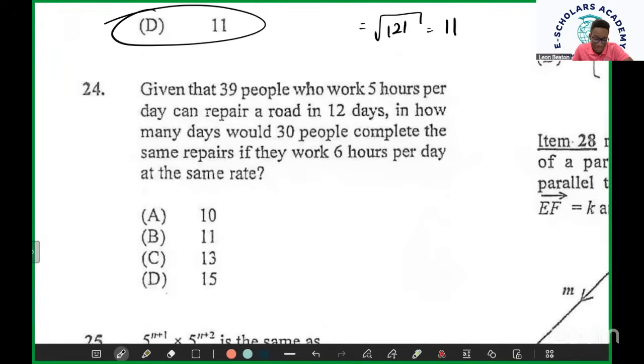Let me emphasize that. Given that 9 people working 5 hours per day can repair a road in 12 days, how many days would it take 30 people to complete the same repairs if they worked 6 hours per day? So we want to attach a value to the amount of work that they have to do.